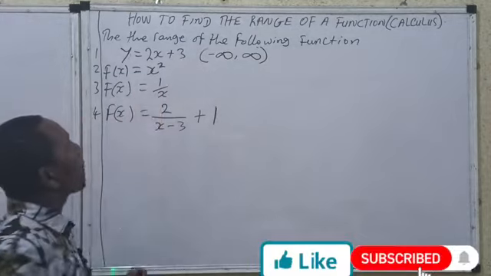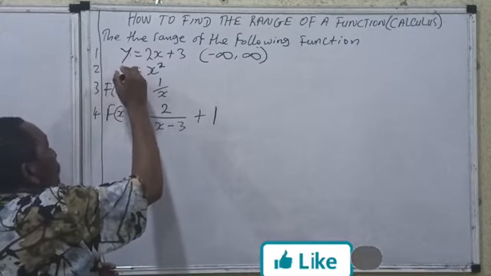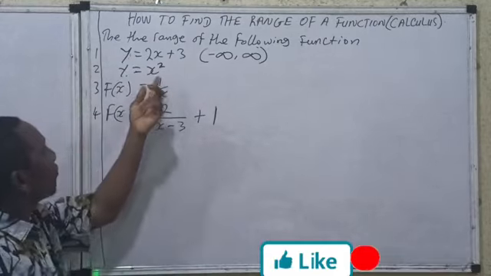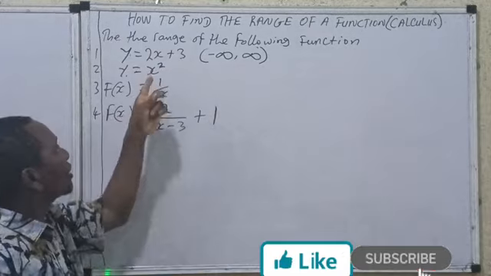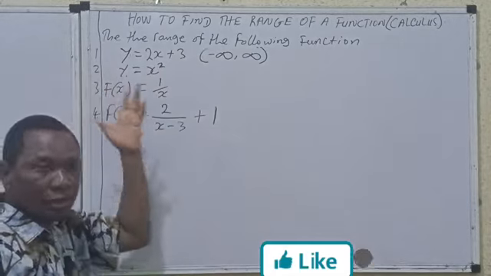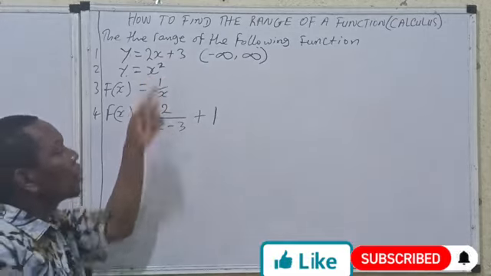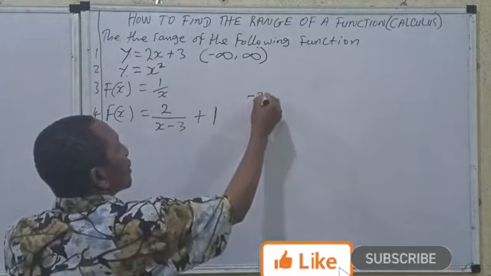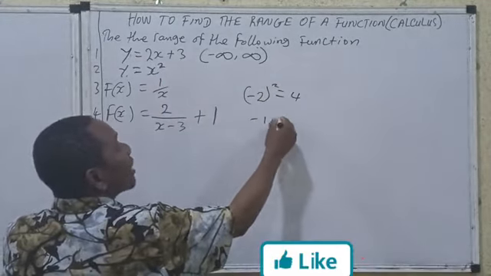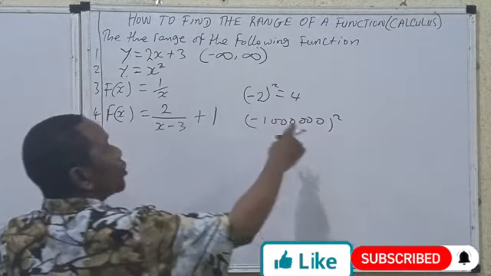Now for this one, notice that let's also change this. The output is y. So let's also change this. So what is the range of this? Now, if I decide to put 0 here, 0 squared is 0. So I'll have a value for y. But what about if I put negative 2? Negative 2 squared, you have 4. Now, if I even put negative 1 million squared, you have a positive value.